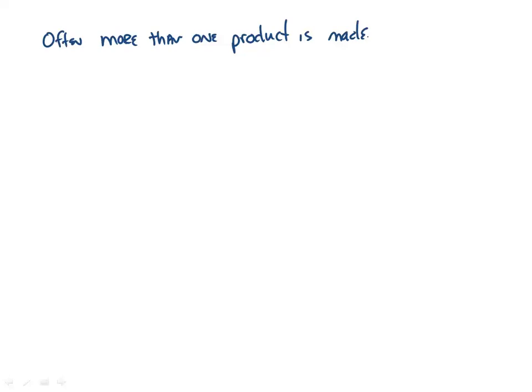So there's often more than one product to make, and so really and generally one is most stable. One product is more stable.